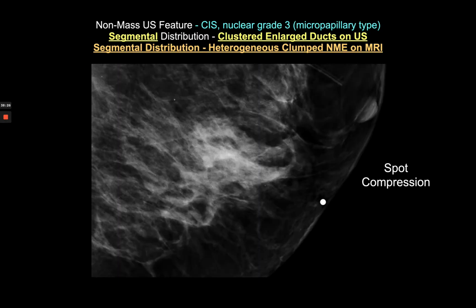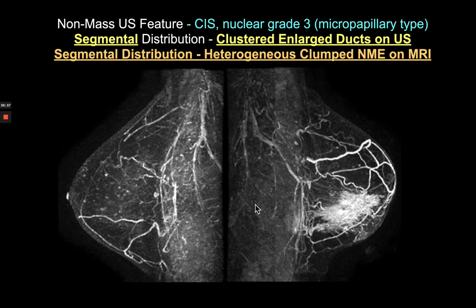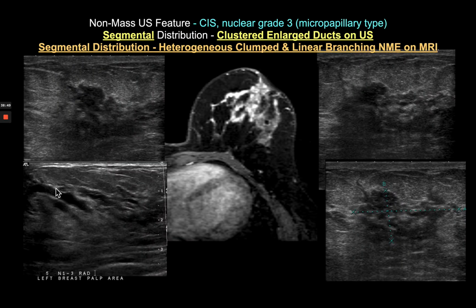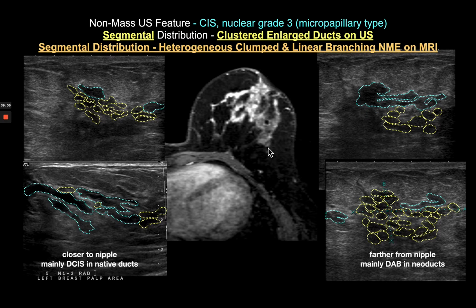When we compress it, we can actually almost, if we have good imagination, see a branching, beaded, enlarged ductal pattern. MR shows a huge segmental asymmetry. It's a combination of linear branching and clumped. And closer to the nipple, we're seeing more large fluid-filled ducts that represent large native ducts that I'm showing in aqua. And the farther from the nipple we go, the larger the percentage of yellow neoducts and the smaller the percentage of enlarged native ducts that we're seeing.